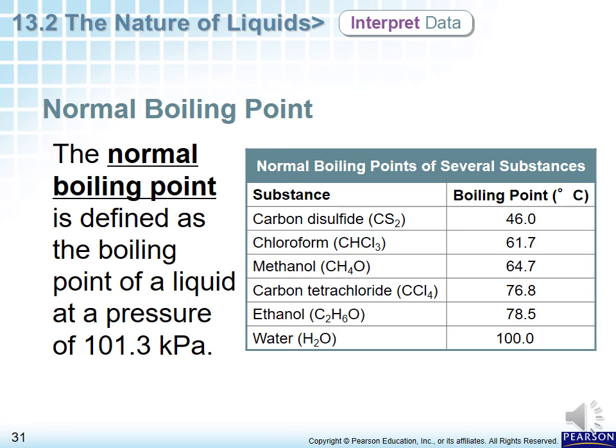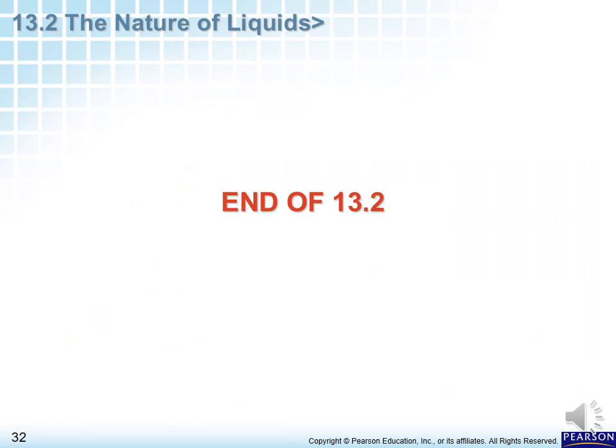Okay, students, you can see the table with the normal boiling points at sea level of different substances. The normal boiling point is defined as the boiling point of a liquid at a pressure of 101.3 kilopascal. These are the normal boiling points of different substances, and the most important, water, which is 100 degrees Celsius, and ethanol, 78.5 degrees Celsius. That's all.